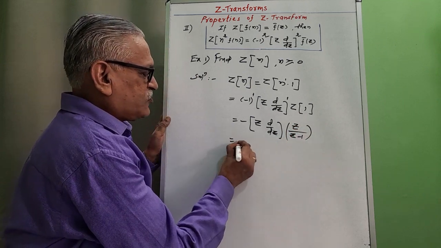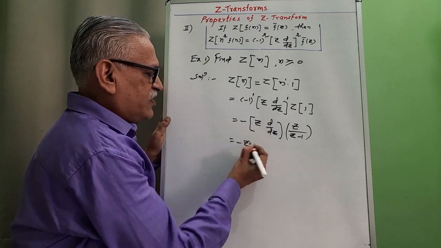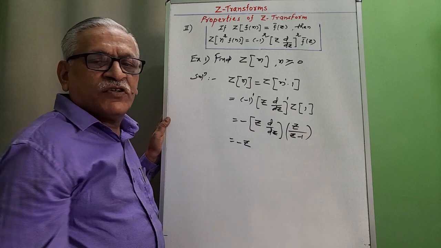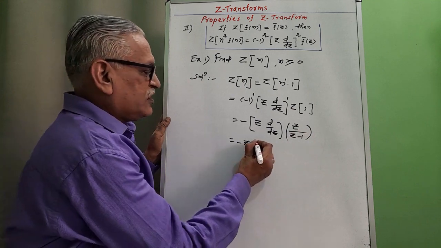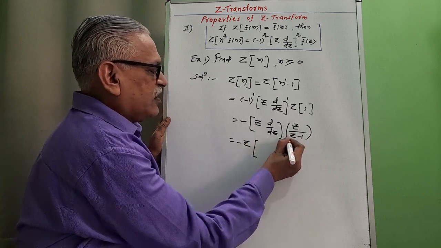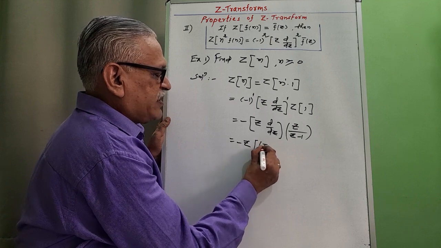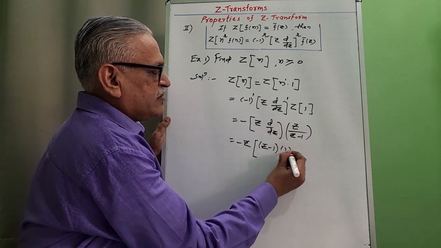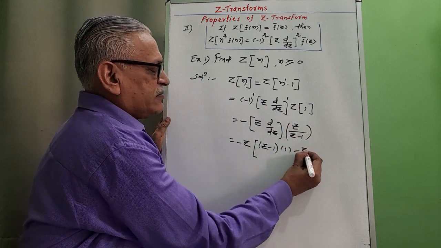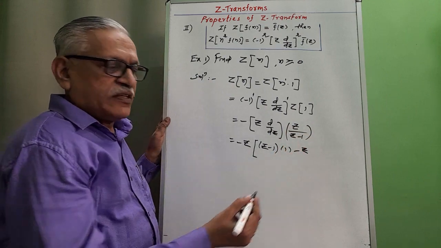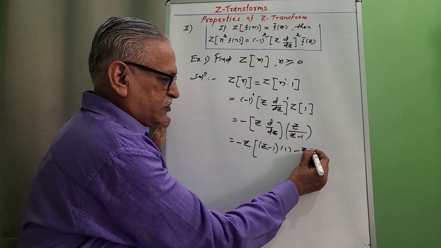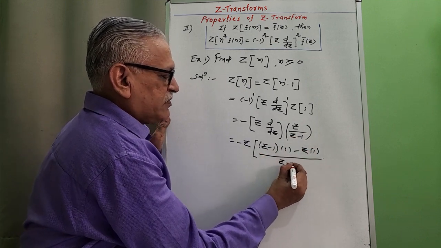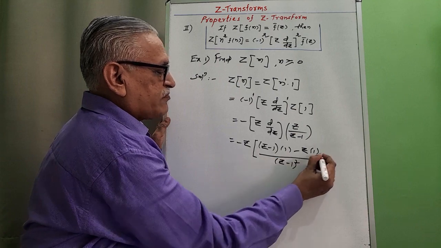and therefore it is equal to minus z, we write as it is, and then differentiating it with respect to z by quotient rule. Therefore applying that quotient rule, denominator is z minus 1, derivative of z with respect to z is 1, minus z, and differentiation of z minus 1 with respect to z is 1, and whole divided by z minus 1 whole square.